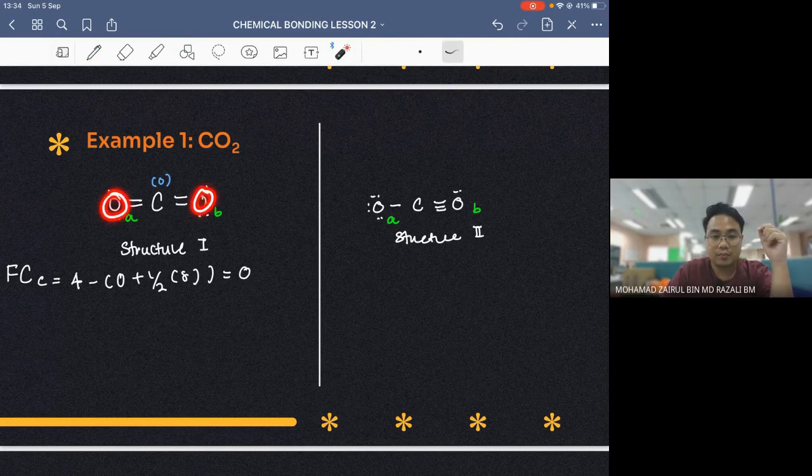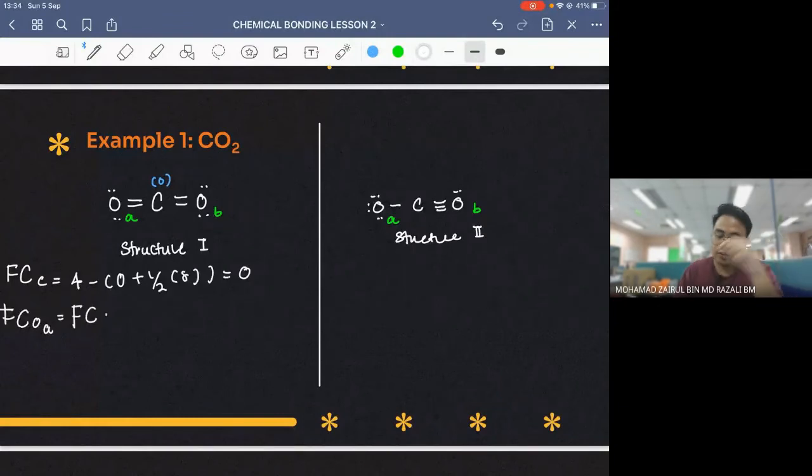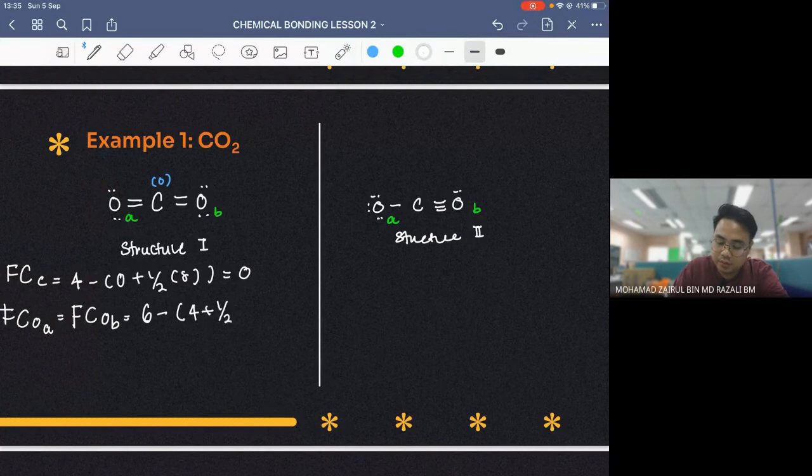Same element bonded to the same element, have the same bonding, have the same number of valence electrons. That means the formal charge is going to be the same. So the formal charge of oxygen A is equal to the formal charge of oxygen B. Oxygen's valence electron is equal to 6. Lone pair dah ada 4, sebab apa? 2, 4. Bonding pair dia ada 4. So 4 plus 2 is 6, 6 minus 6 equals 0.